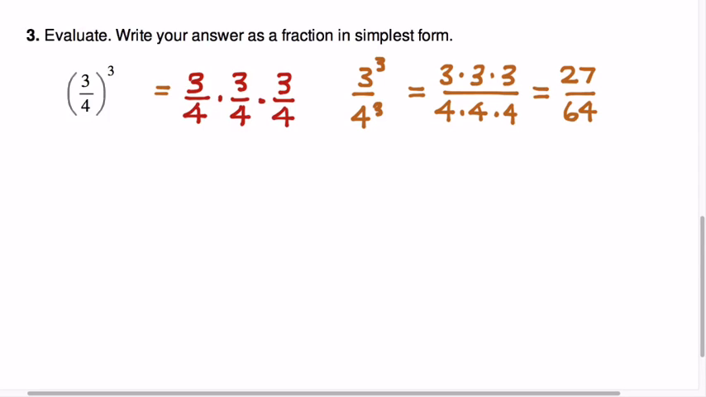And now that we know how to multiply fractions, based on what we talked about earlier, how do you multiply fractions? Straight across. So we're going to multiply 3 times 3 times 3 straight across the numerator on top, and 4 times 4 times 4 straight across the denominator on the bottom. So I wanted to add that intermediate step because that explains why we get away with just applying that power to the numerator and denominator separately.